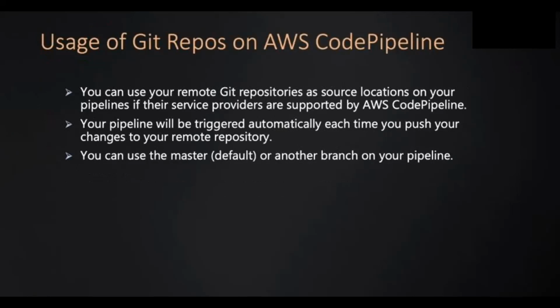In other words, we can use Git, and there are other kinds of source code repositories. We can also integrate them with the AWS CodePipeline. By default, AWS provides us with AWS CodeBuild. That's what we'll look at and try to understand. But there are other kinds of version control systems that AWS CodeBuild supports, and that can be integrated into the AWS pipeline. We can use the master or another branch on your pipeline, short and sweet.